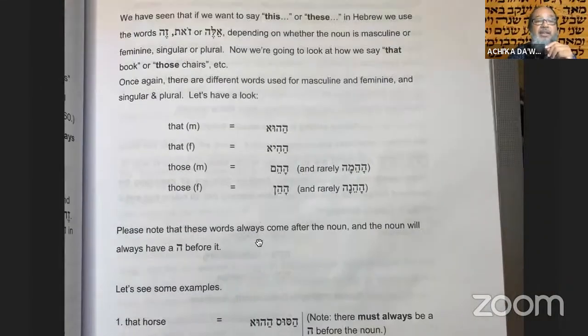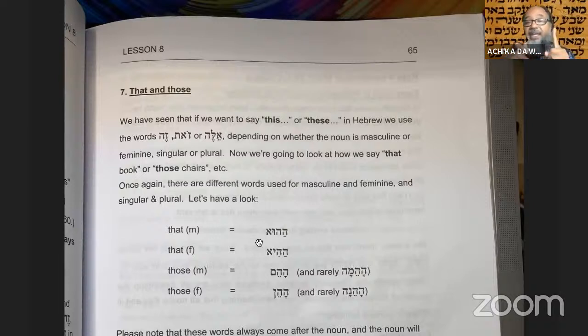Here we are again. Now we're not talking about these, and we're not talking about this. Now we're talking about that and those. But guess what? There still are masculine and feminine, and they're still singular and plural.